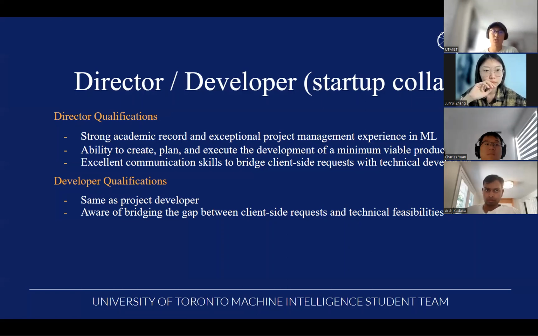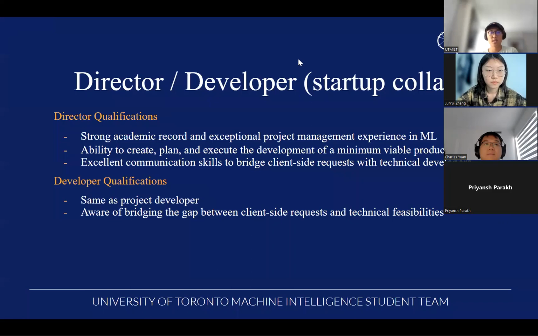And for the developers, the qualifications are similar to those mentioned just now in the previous slide, with one small addition, which is that since you're collaborating with startups and trying to actually deploy a product, we do want you to be aware of the gap between client-side requests and the technical feasibilities or difficulties that might occur during the process. The second new role for this year is the product associate role.